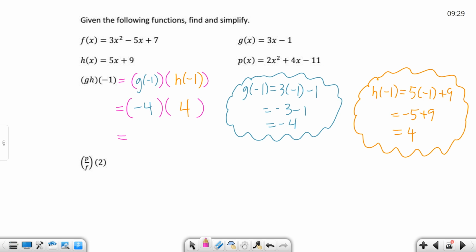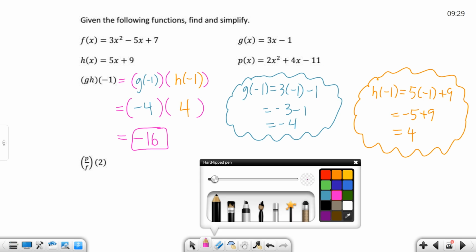So we got negative 4 times positive 4. And that goes back in, right? G of negative 1, that's negative 4, times H of negative 1, that's positive 4. What is negative 4 times positive 4? Negative 16. And there it is. Boom.